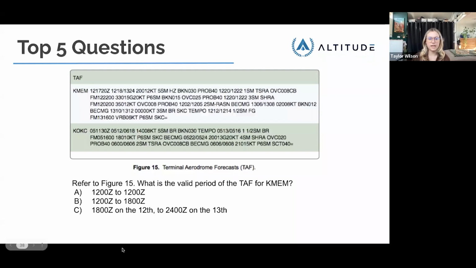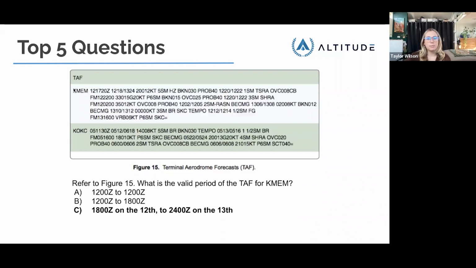You would find that in the first line of that TAF report. Awesome job. Our answer here is C.